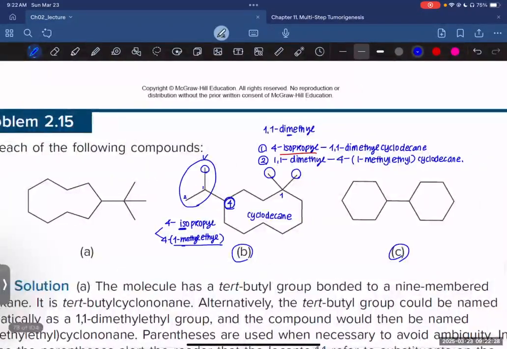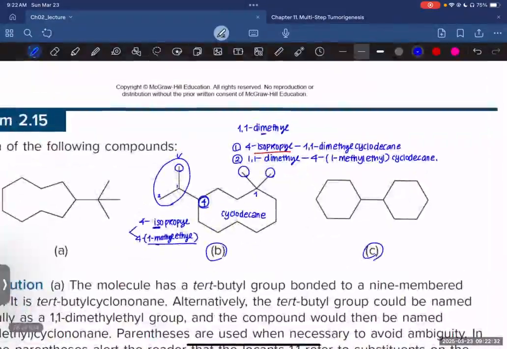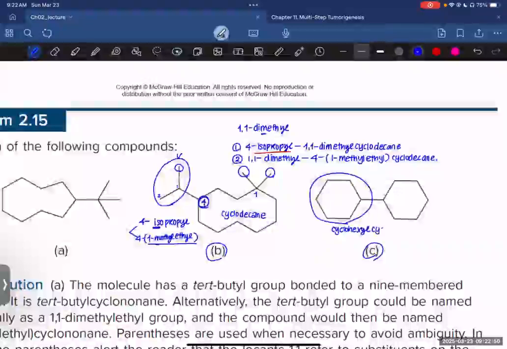Now, if we look at C, we have 2 cyclohexanes bonded together. In this case, they're completely equal with regards to the number of carbons, so either one can be a substituent. One of them can be cyclohexyl, and the other, cyclohexane, is the parent.